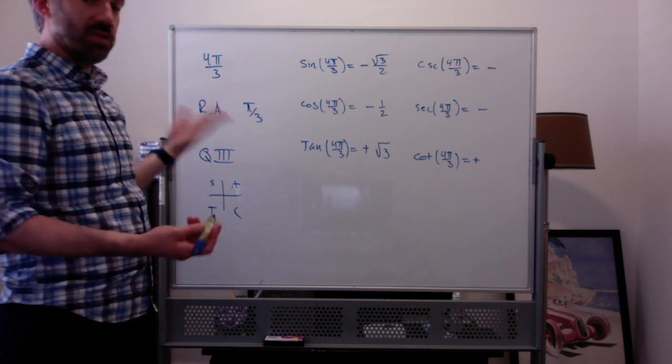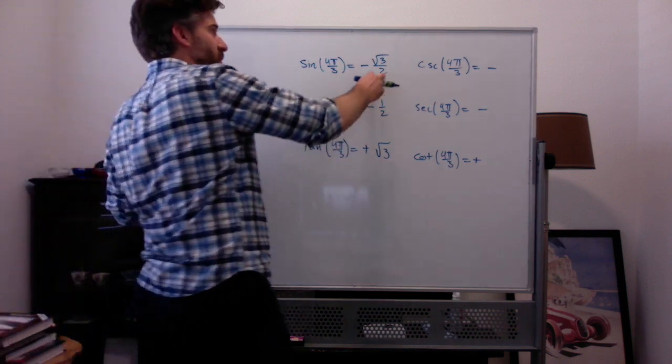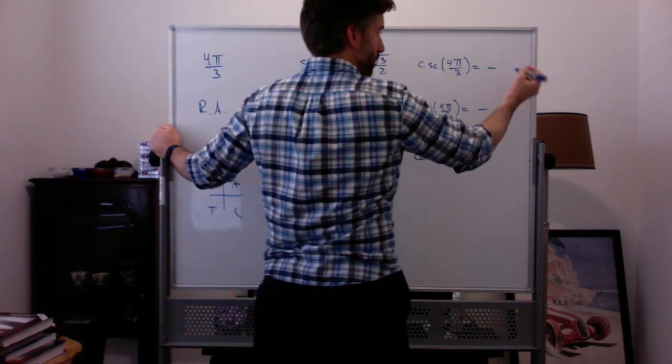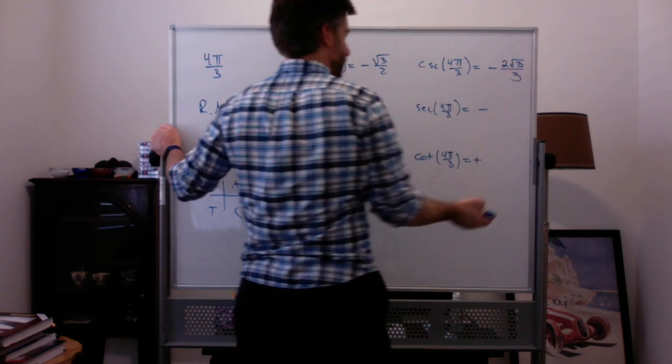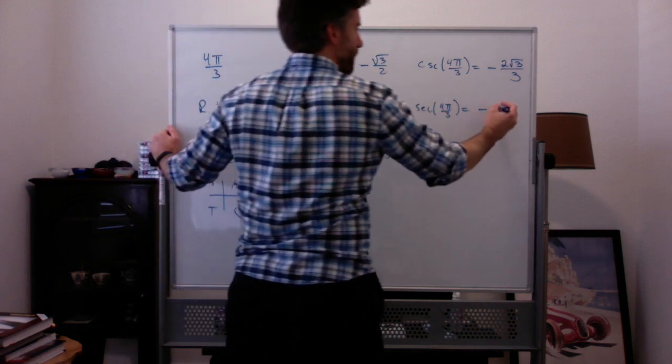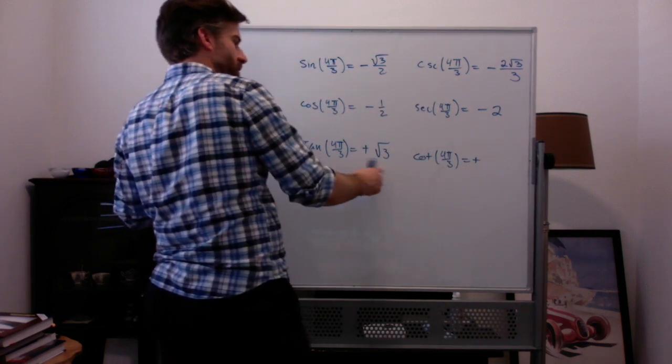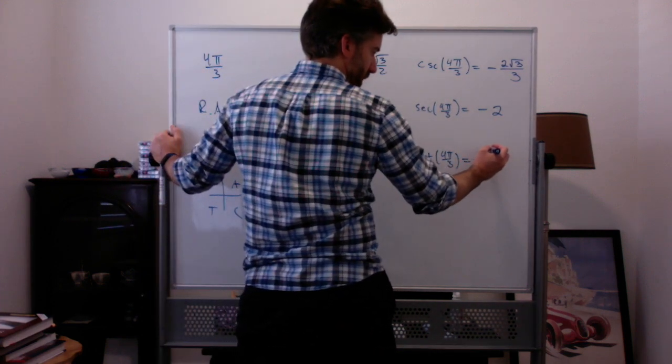Cosecant, secant, and cotangent are just the reciprocals. So the reciprocal of negative root 3 over 2 is negative 2 over root 3, and then we rationalize and get negative 2 root 3 over 3. The reciprocal of negative 1/2 is negative 2. The reciprocal of root 3 is 1 over root 3, which rationalizes as root 3 over 3.